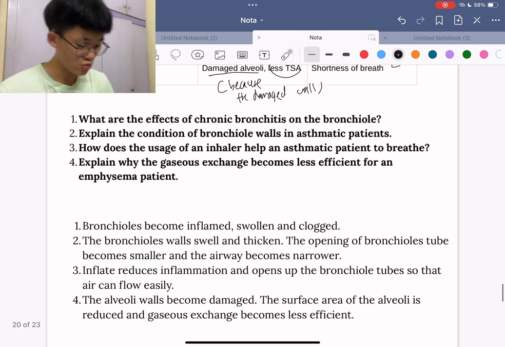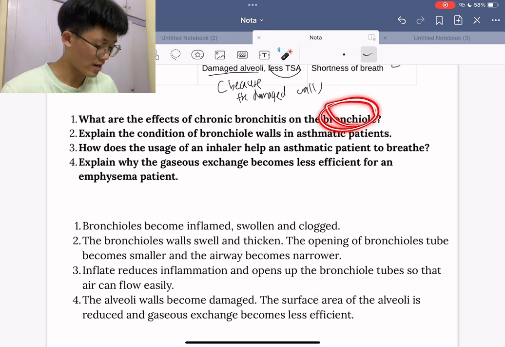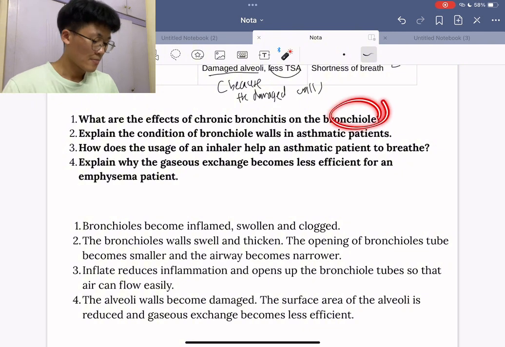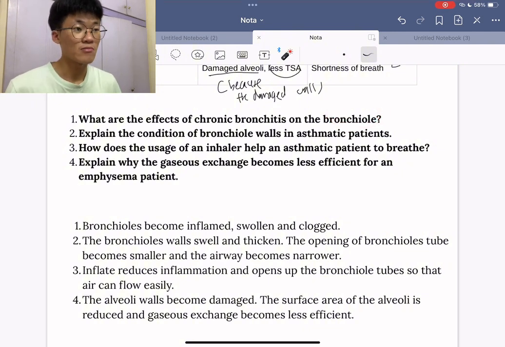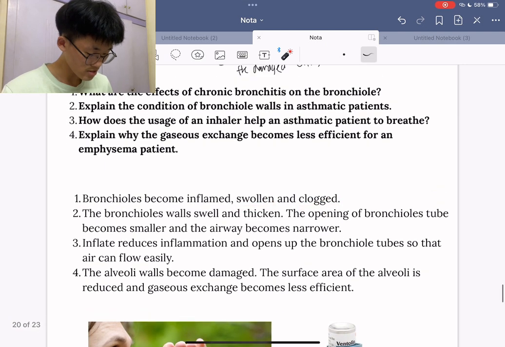So this one is a question you can try. For the first one, chronic bronchitis. When you see it is inflamed, swollen, and clogged, yes, it is. You say inflamed, you can also. This is a bronchiole, so you cannot state the mucus is produced because it's just one only. The bronchiole is affected, and what actually happens to the bronchiole? You say it is inflamed, and this is the additional one you can memorize, yeah.